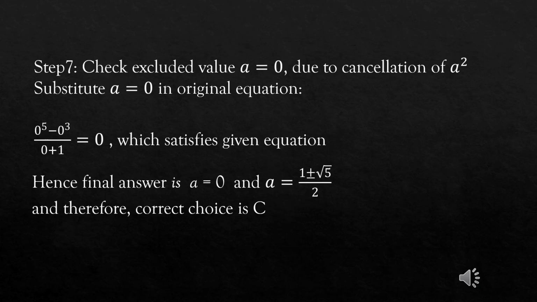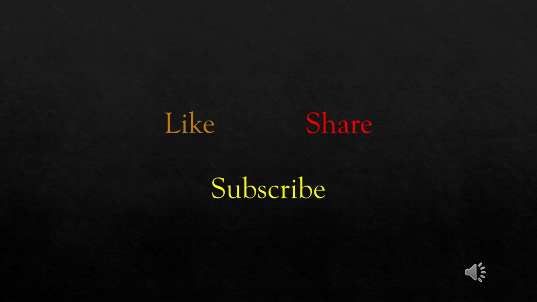Substitute a equals 0 in the original equation. 0 to the 5th minus 0 cubed over 0 plus 1 equals 0, which satisfies the given equation. Hence, the final answer is a equals 0 and a equals 1 plus or minus root 5 over 2. And therefore, the correct choice is C.